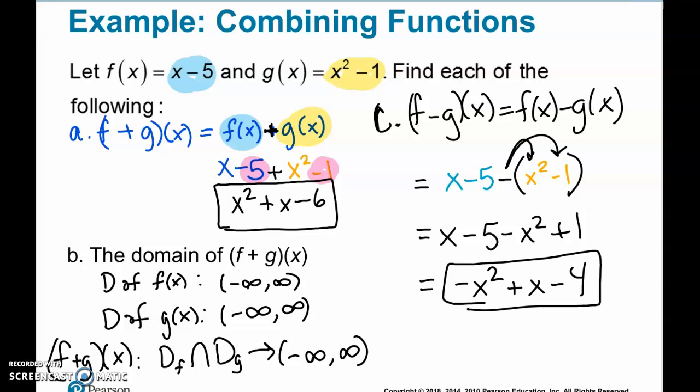Same domain. They overlap everywhere, so they would have all real numbers as the domain. When you do the subtraction, this is what you get.